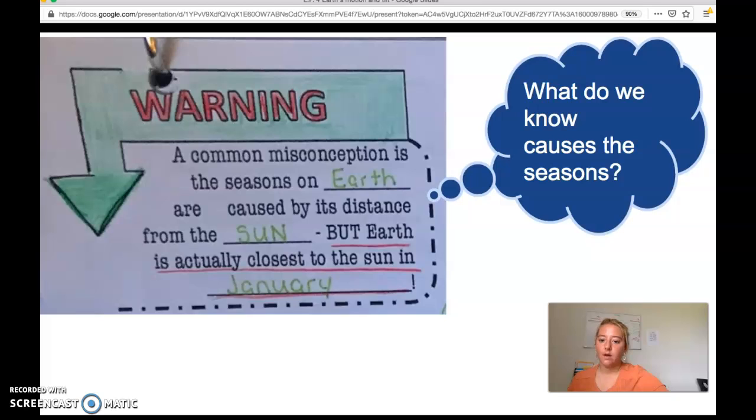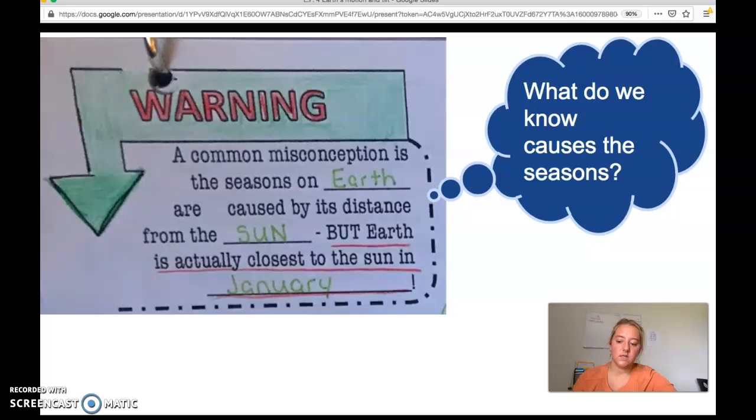So warning, a common misconception is that the seasons on Earth are caused by its distance from the sun, but that is not true. Today we learned that the Earth is actually closest to the sun in January, which, in the northern hemisphere, means that we are experiencing winter. So if it were true that the closer the Earth is, the more that causes the seasons, we would be having summer weather in January, not winter weather. So we know that this is not true. Instead, we do know that the seasons are caused by the Earth's tilted axis.